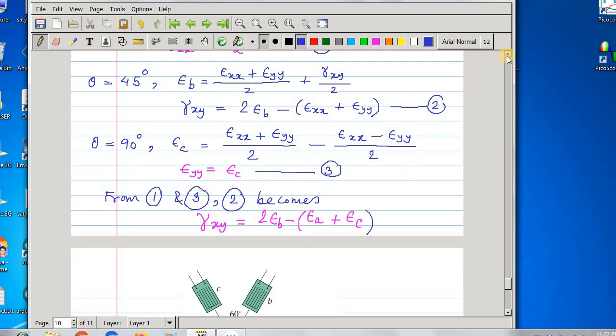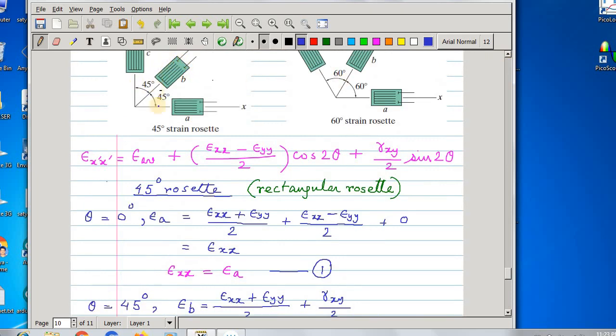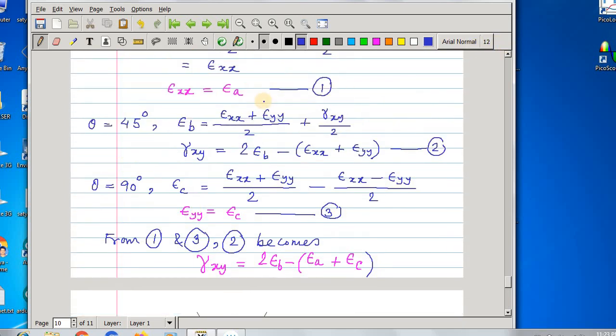Theta equal to 90° for the third one. 90° means you put 180° here. This is minus 1, this is 0. So from the third relation, epsilon yy is epsilon c. Now here you put epsilon xx as epsilon a, and epsilon yy as epsilon c, and from this number 2 relation you get this. So once you get epsilon a, epsilon b and epsilon c, you can find out gamma xy, epsilon yy and epsilon xx.